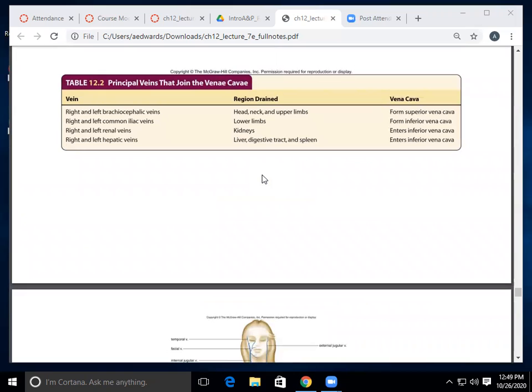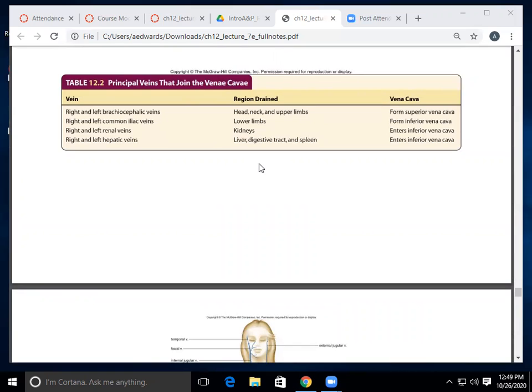Okay, so once blood's gone to the tissues, it's got to come back to the heart, right? So how does it do that? Well, blood returns to the heart via veins.